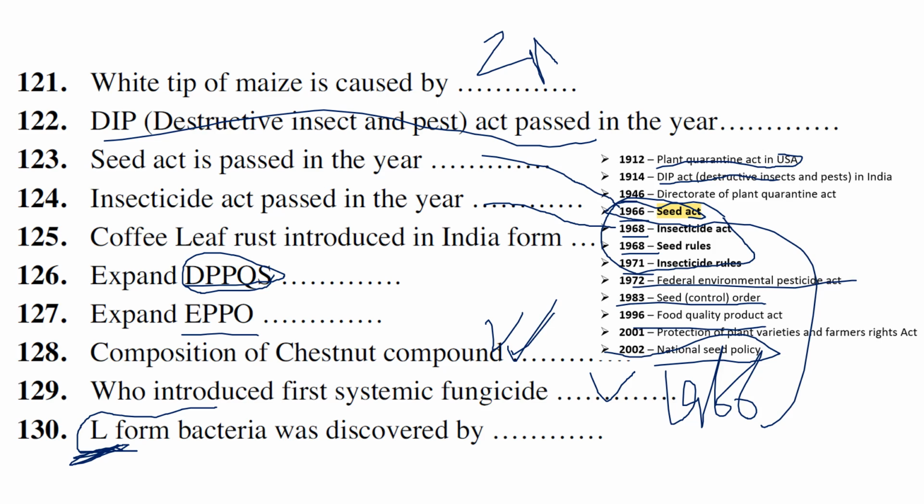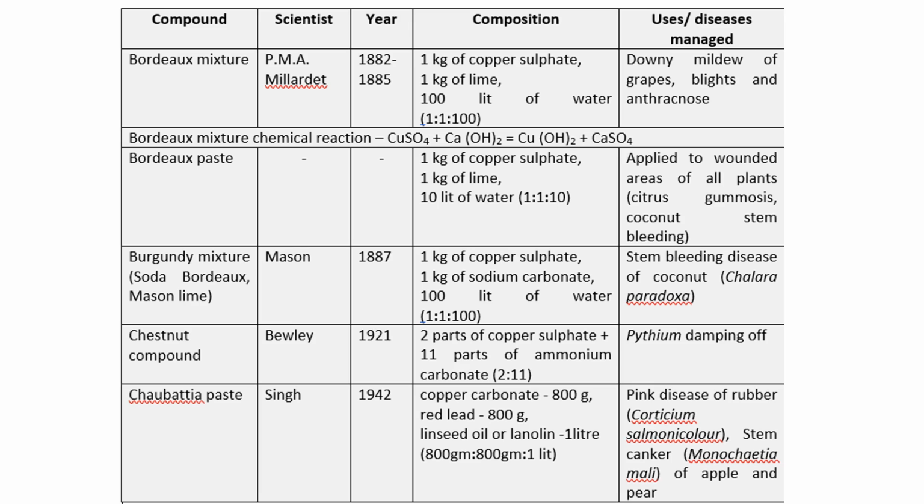They are working on the Lister Institute. That's why, to honor Lister, they named it as the L-form of bacteria, which was discovered by Klieneberger-Nobel, probably in 1935. These are all a couple of copper fungicides. Now I told you, right?